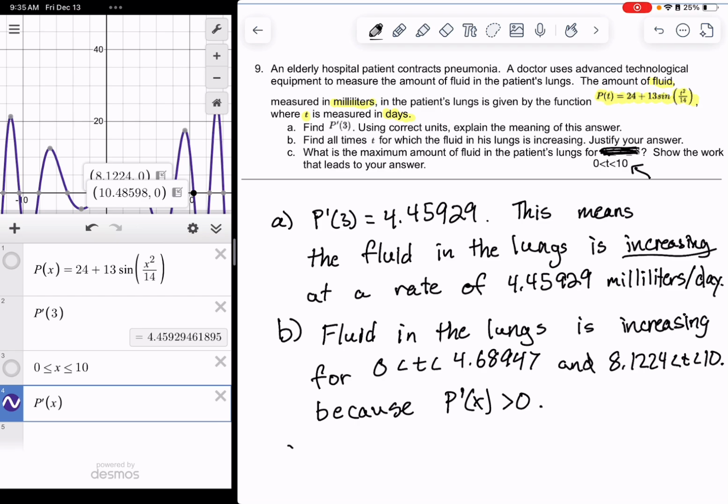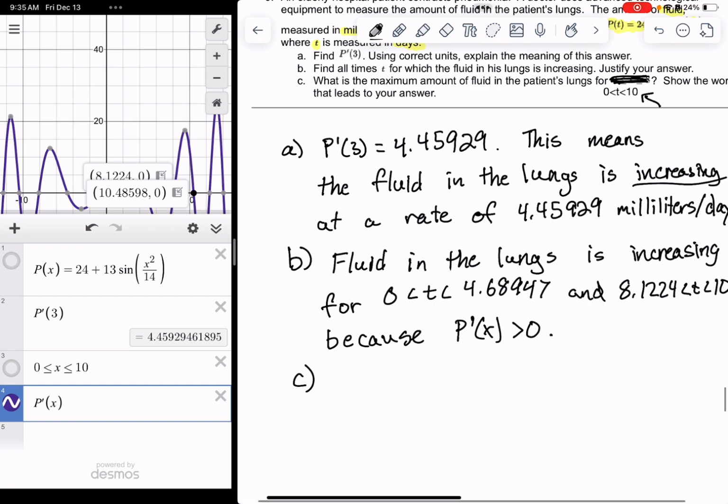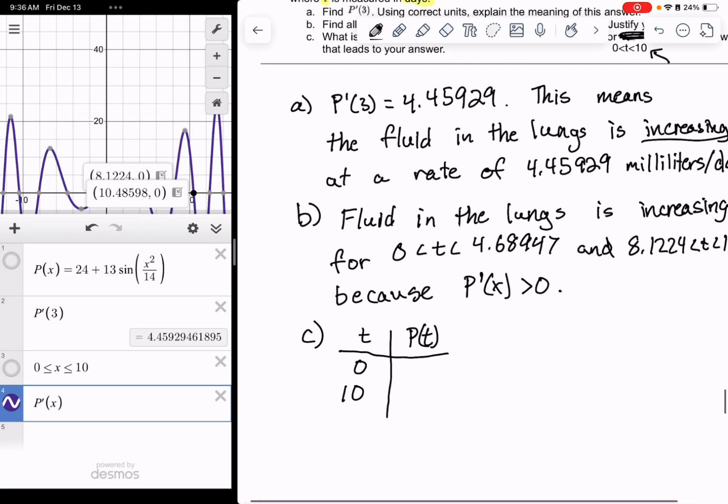All right, part C. What is the maximum amount of fluid in the patient's lungs? Show the work that leads to your answer. All right, well, our work is going to be identifying candidates that it would happen for and then testing those candidates. So first of all, this could be just done in a table where we're looking at t and p of t. We're going to look at the endpoints 0 and 10, but we're also going to be looking at these points where we hit a max.